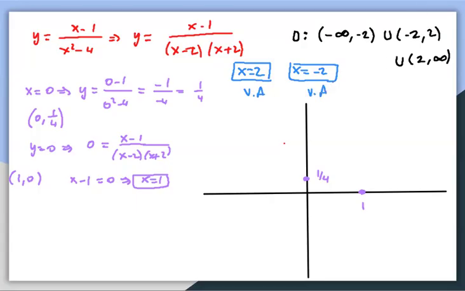So let's go ahead and draw these. This is 1, so maybe 2 will be somewhere here. When we draw the asymptotes, we use a dashed line. So this is x equals 2, and let's say this is -2.